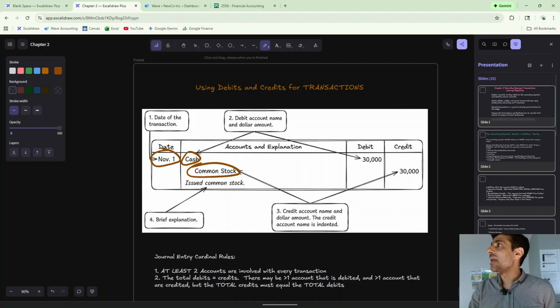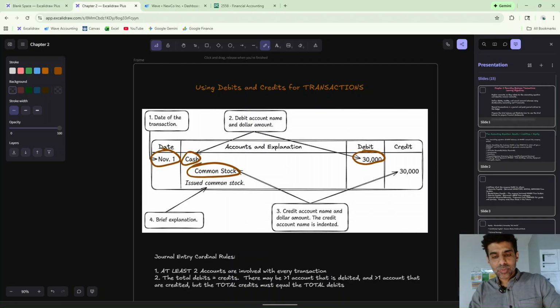Debits equals credits in every transaction. So you can see here, cash is being debited. Does that mean cash went up or down? If it's a debit to cash, up, right? Debit, cash is an asset. Assets are debit normal. So when they increase, they're debited. So this means we're receiving cash. That's why we would debit cash.